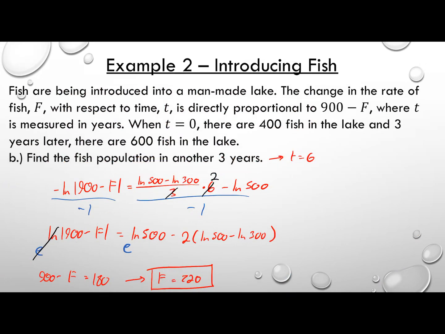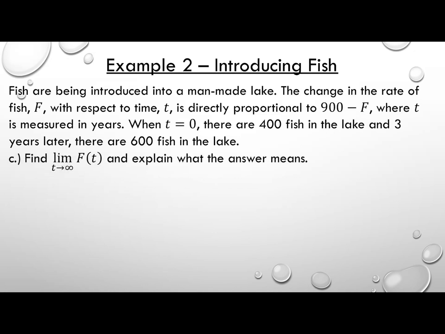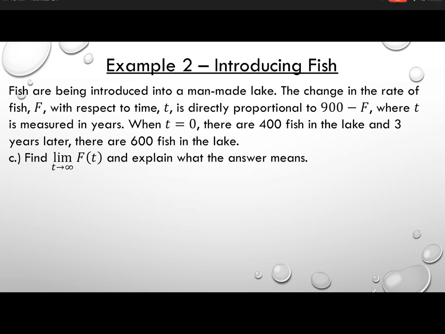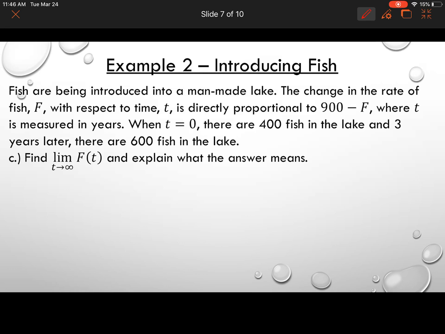All right, so that's example 2. Oh, there's part C, excuse me. I forgot about it. So this one asks us, find the limit as t goes to infinity of f of t, and explain what the answer means. So remember, t is time. So this is basically just asking us, if we went into the future, to infinity, what would happen to the population of fish?